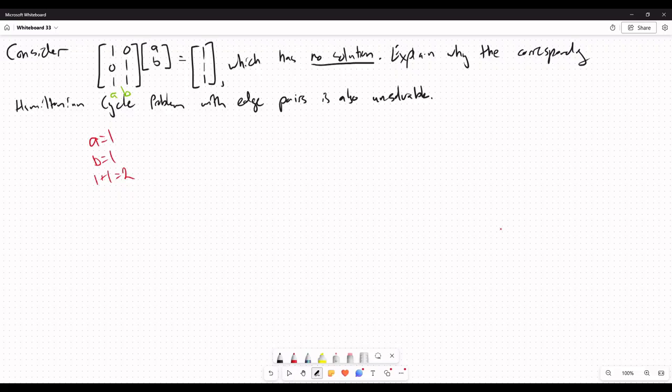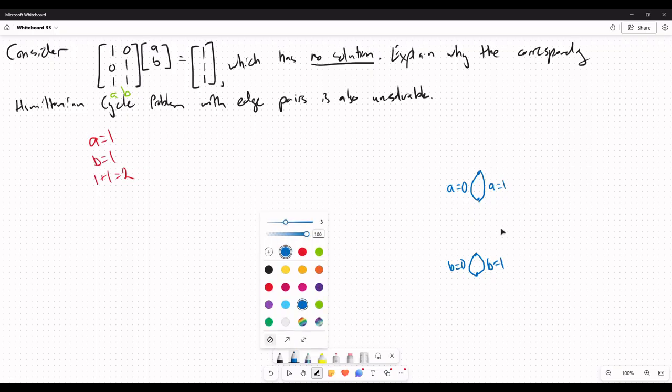Let's go ahead and look at the Hamiltonian cycle problem and see if that also has no solution. So let's start with coming up with some edges that represent my variables. So we'll have this representing A equals 0, A equals 1. This over here representing B equals 0 and B equals 1. And then we'll also have some edges on the other side, and these represent the different columns in the different rows in my matrix here.